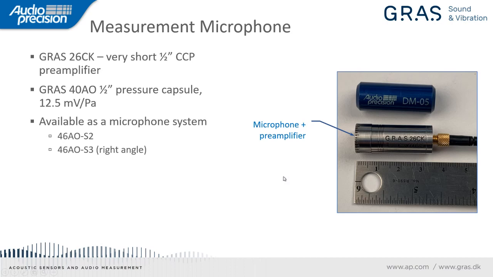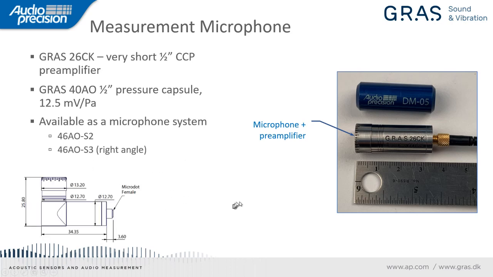These are also offered from Grass as a system and a microphone system. They're calibrated as a unit and programmed with TEDS, the Transducer Electronic Data Sheet. And the straight version here has the part number 46AOS2. There's also a right angle version called 46AOS3.